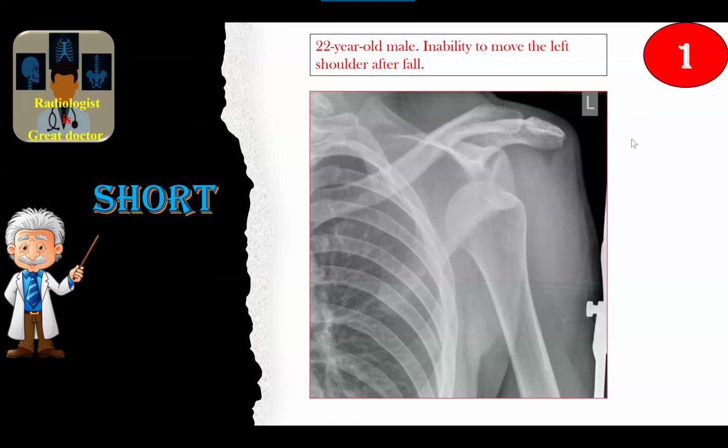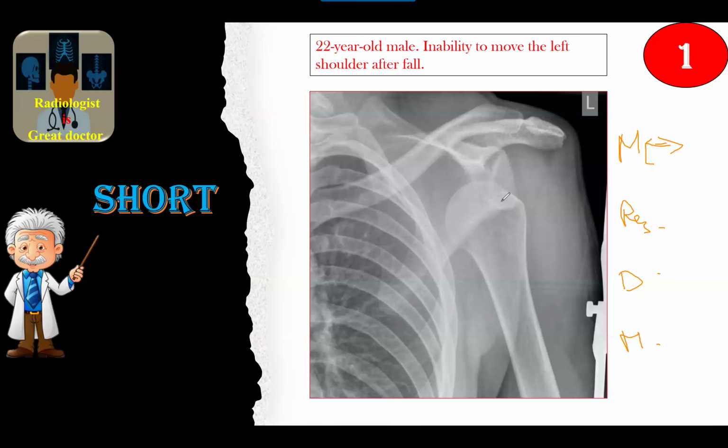Inferomedial displacement of the humeral head, and then the rest of the visualized bones, lungs, soft tissue, ribs are unremarkable. So I will refer the patient to the orthopedic surgeon for further management of the case. Okay. Very good and very summarized. As we said in the chest, we have to describe the main pathology, whether positive and negative, and the rest of the radiograph. Then we give a diagnosis and we give a management. Here, you did all steps well, but we need extra management.